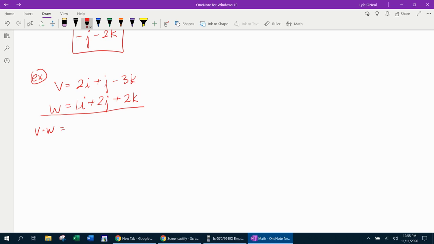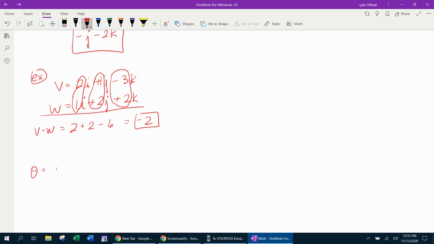V dot W, we're going to multiply the A's together. 2 times 1 is 2. We're going to multiply the B's together. Again, 2 times 1 is 2. And we're going to multiply the C's together. That's going to give us minus 6. And then we just need to add 4 minus 6, negative 2. And there's our dot product.